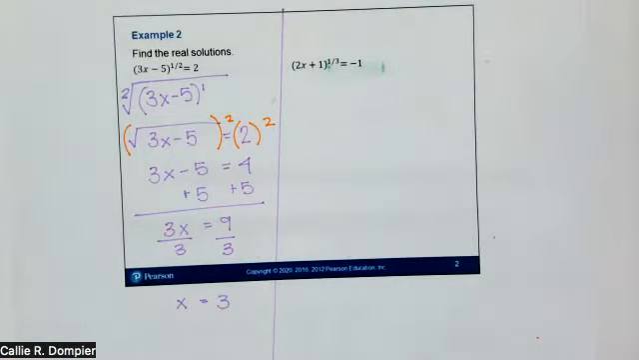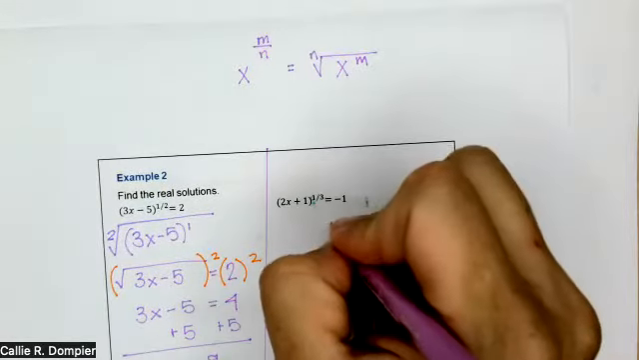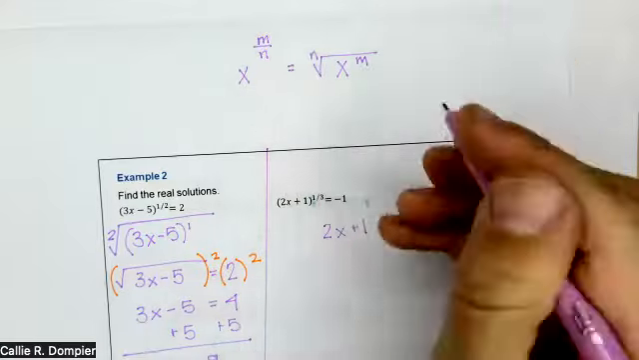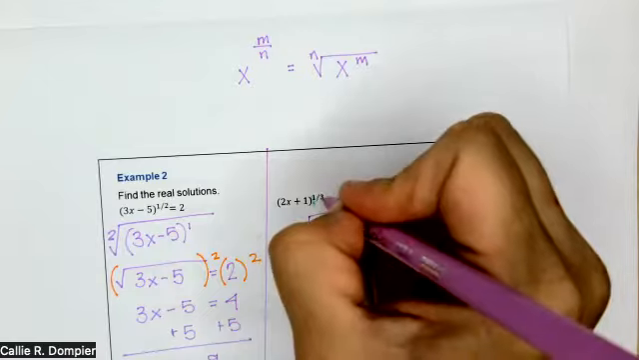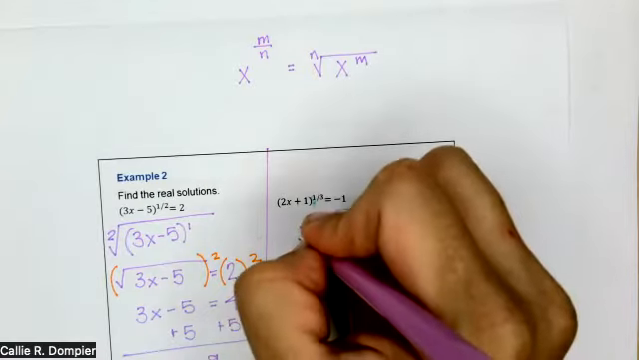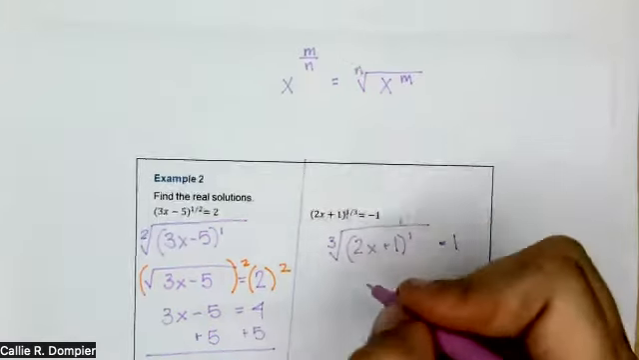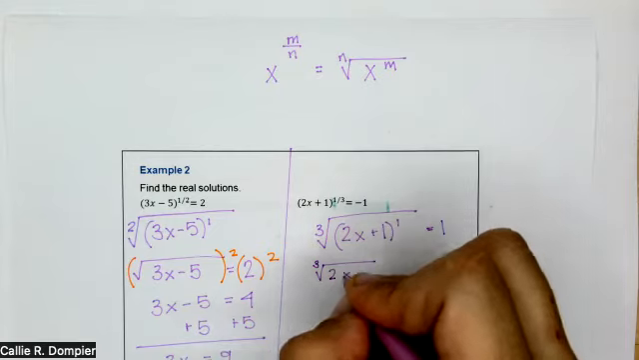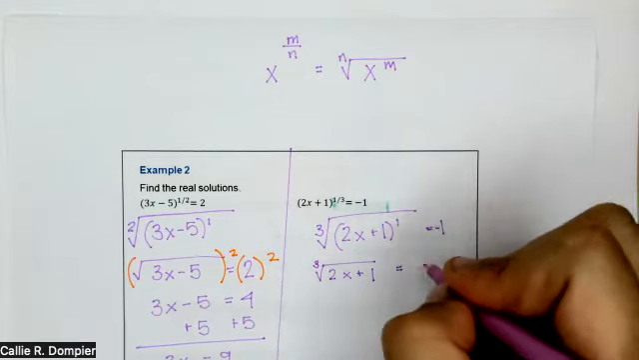Here I have 2x plus 1 to the power of 1/3. If I look up at this, my base is 2x plus 1. That top number is my power. That bottom number, that denominator, is my index. So it's the cube root of 2x plus 1 equals -1.